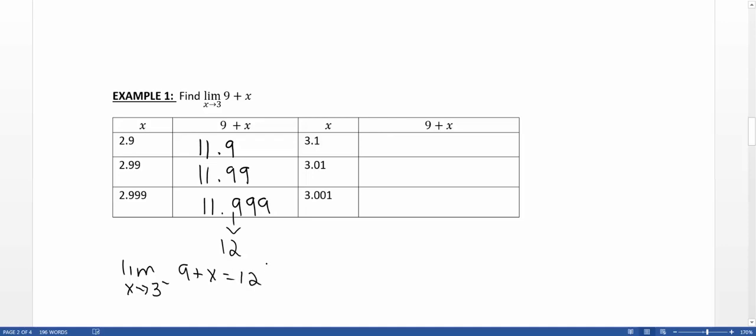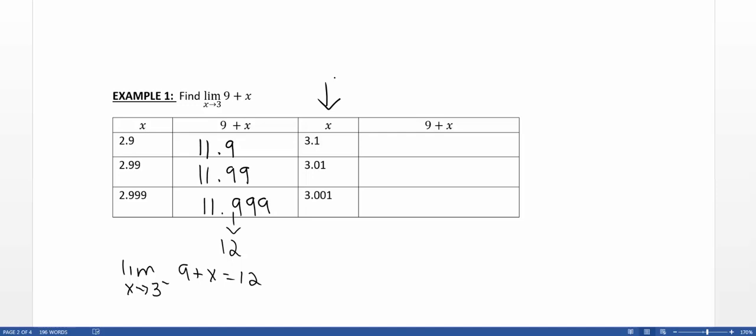I know that I'm approaching 12 because every time I get a little bit closer to 3, I get a little bit closer to 12, because every time I add another 9, I'm getting closer and closer to 12. I also, however, have to check what's happening as x approaches 3 from the right, so something a little bit bigger. So I'm going to do 3.1, 3.01, 3.001. By adding in more zeros, I'm getting closer and closer to 3.